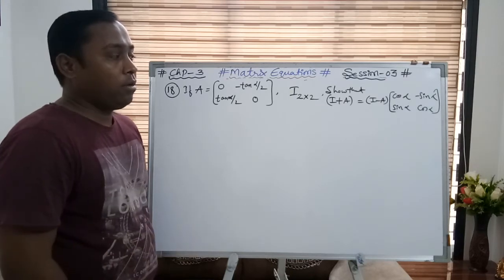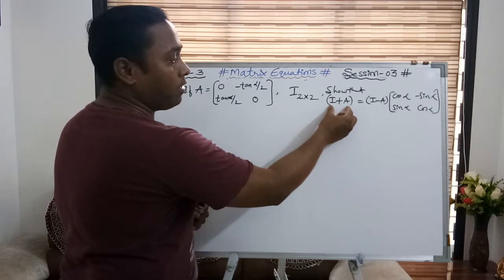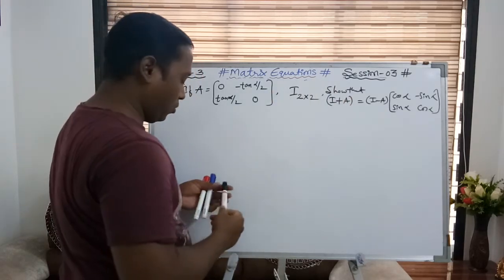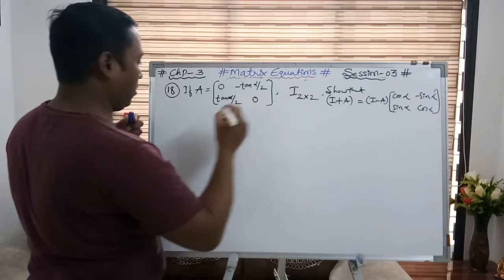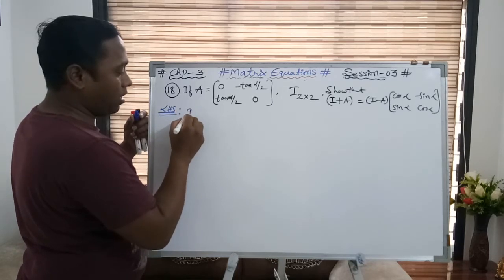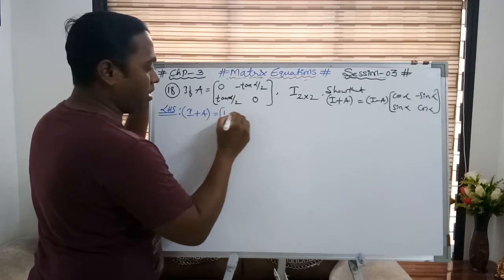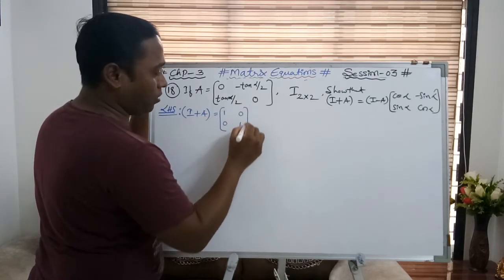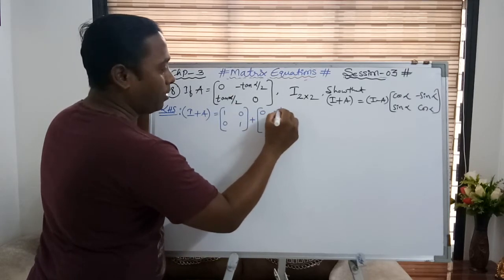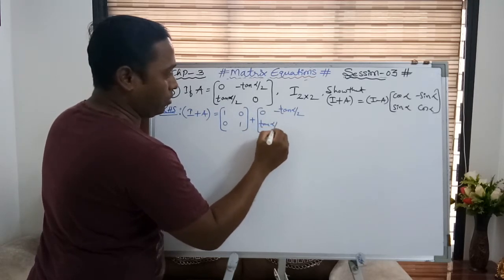So to do this, first I will take the left hand portion. What is the left hand portion speaking here? I plus A, addition of these two matrices. So first I am solving the left hand part. So left hand side, I have I plus A. I plus A means, I means identity matrix 1 0 0 1 plus A means given matrix 0 minus tan alpha by 2, tan alpha by 2 and 0.